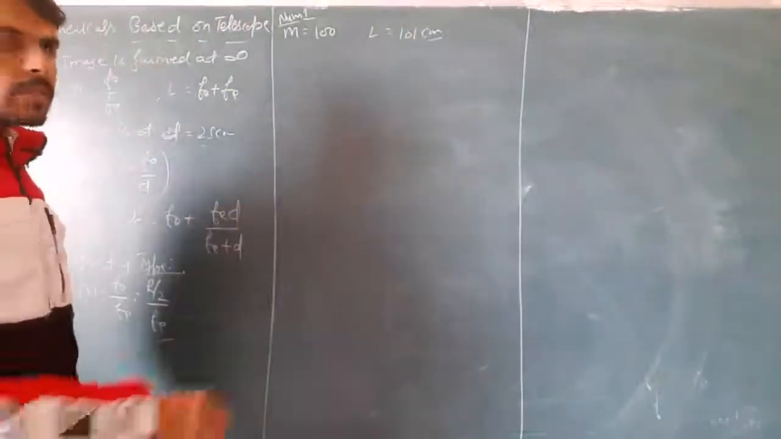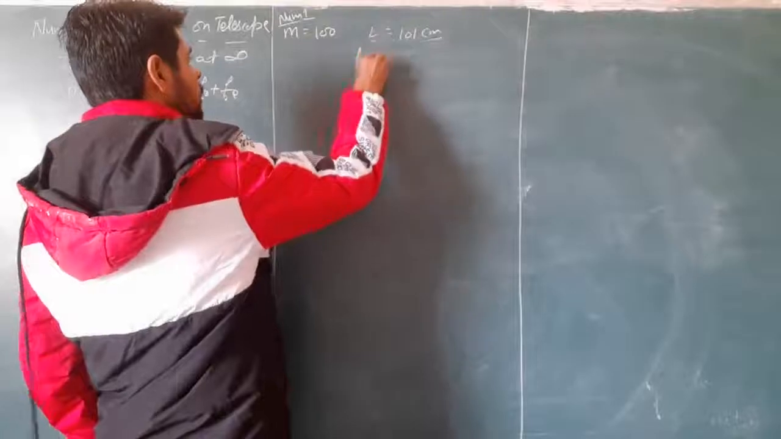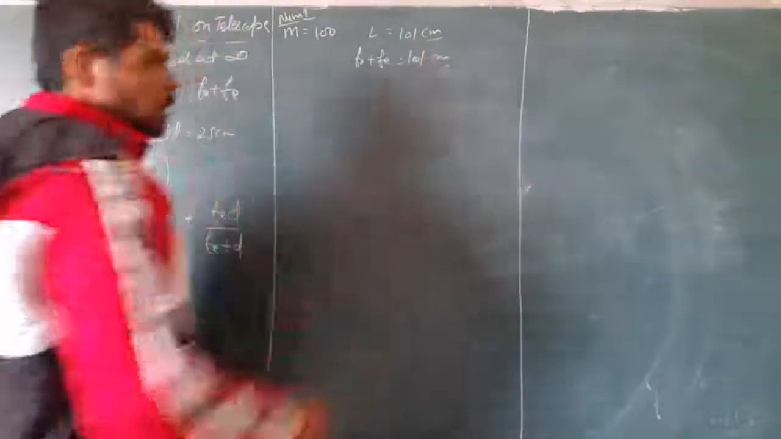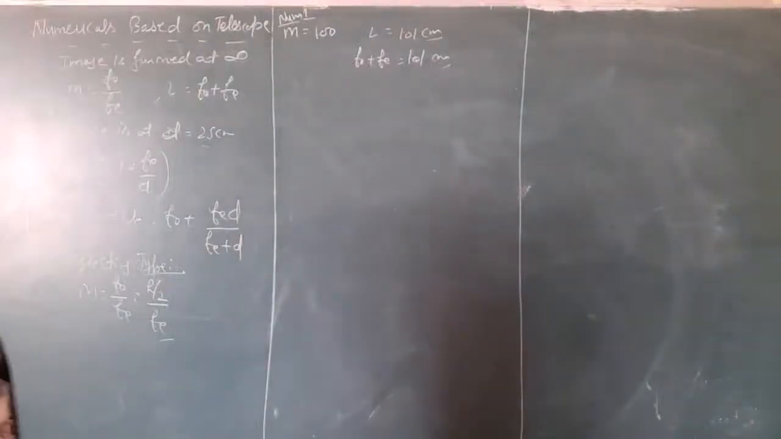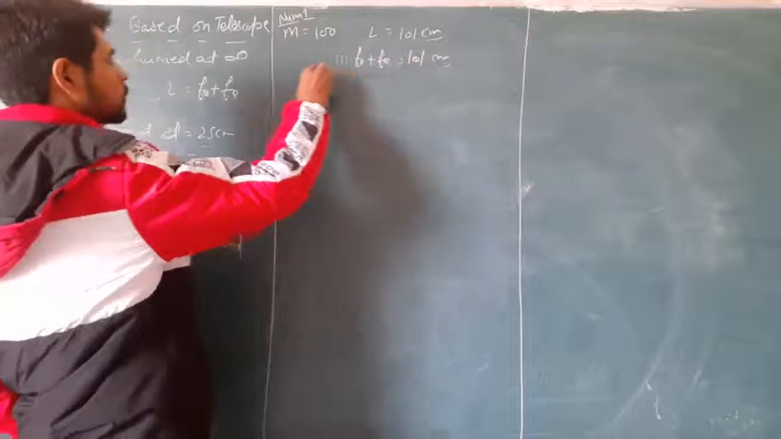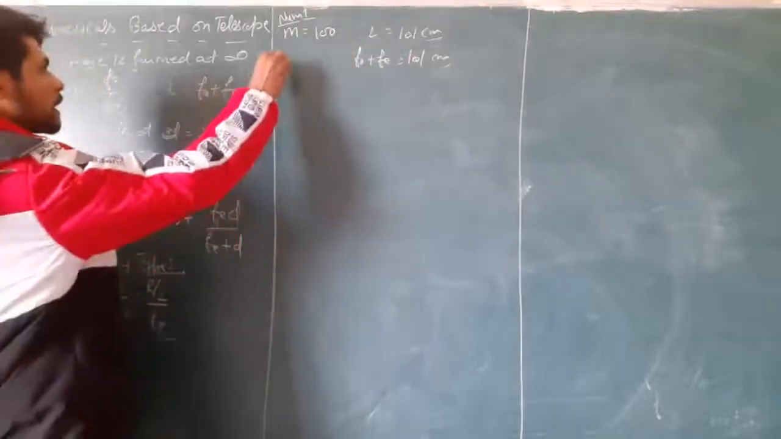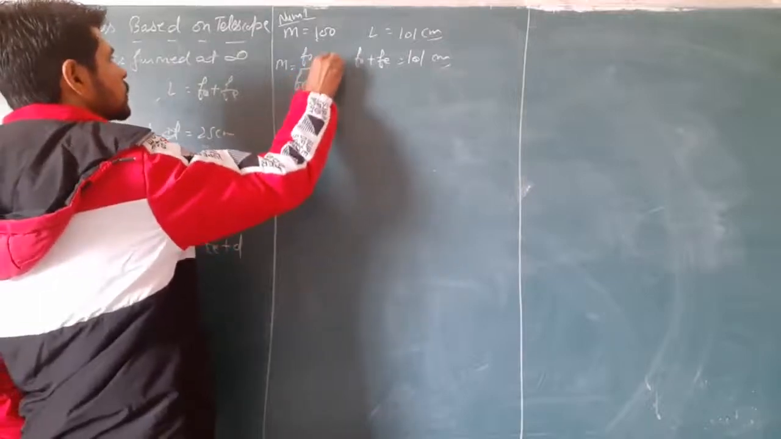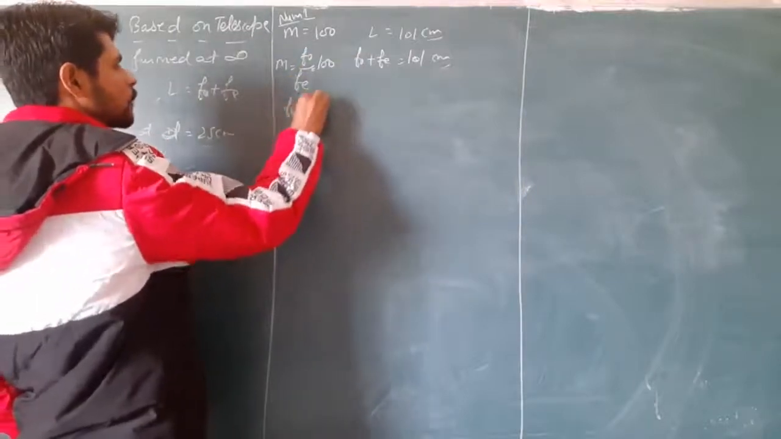So it means, what is this given? In normal adjustment, f naught plus fe is the sum, L is called. So this is 101 centimeter. Calculate the focal length of objective and eyepiece. Objective lens की focal length मतलब f naught और fe निकालना. So what is magnifying power? That is f naught by fe is equal to 100. So what is f naught? F naught is 100 fe.